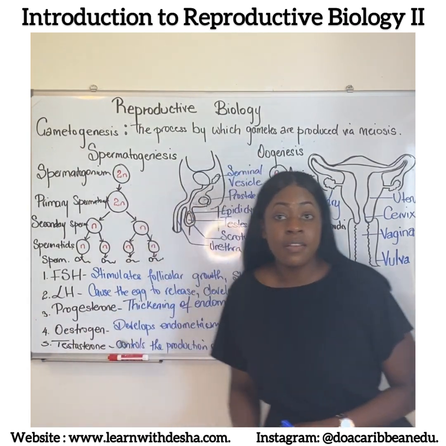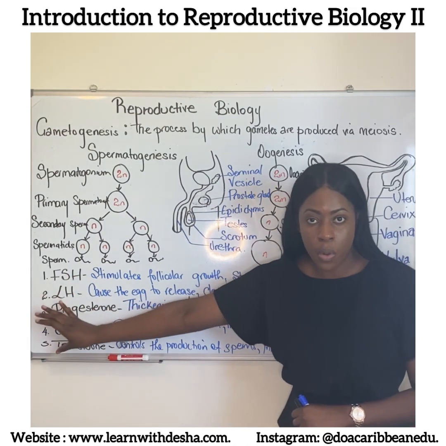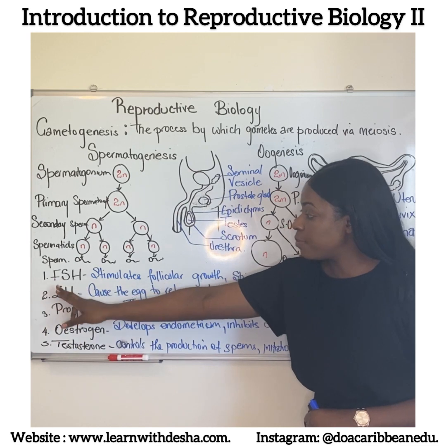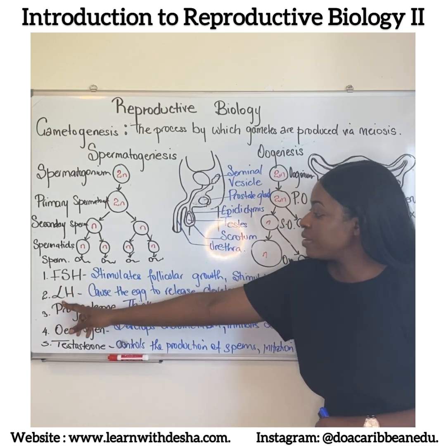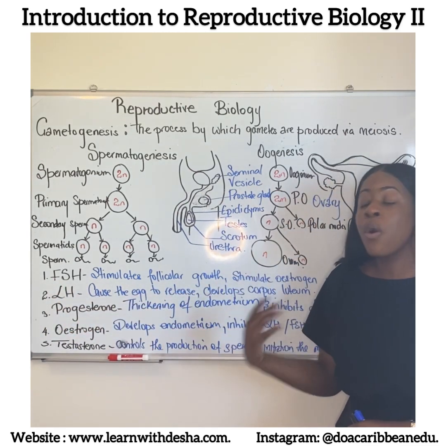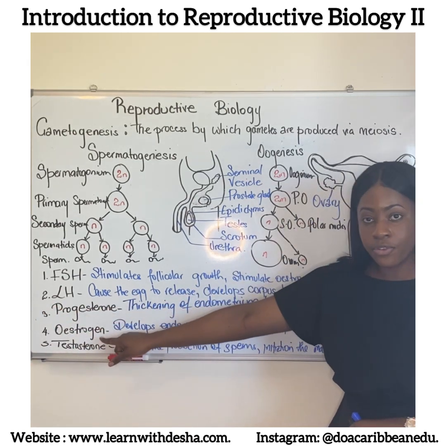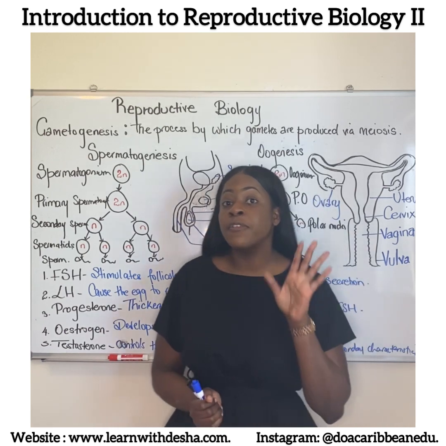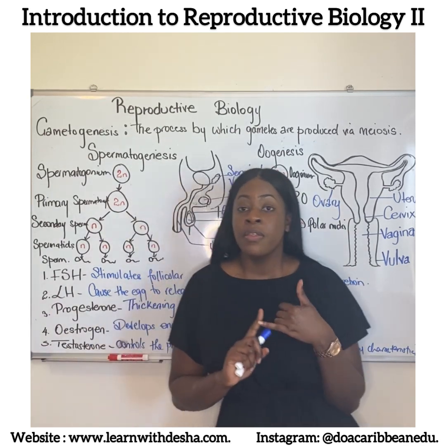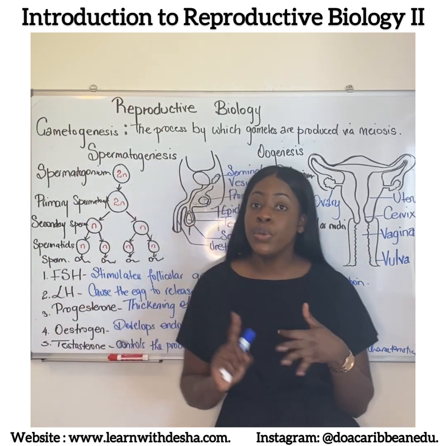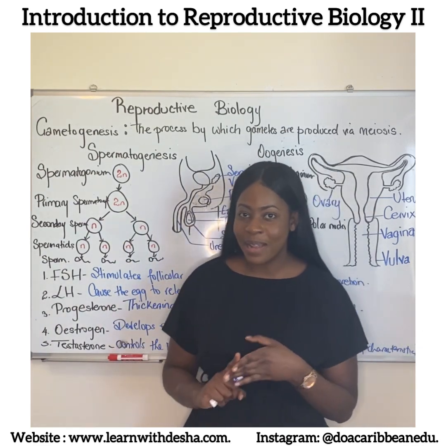Now, this cycle is controlled by two sets of hormones. We have hormones from the pituitary, which are the follicle stimulating hormone and the luteinizing hormone, and we have hormones from the ovary, which are progesterone and estrogen. Menstrual cycle has 4 steps. There's the follicular phase, ovulation, the luteal phase, and menstruation.